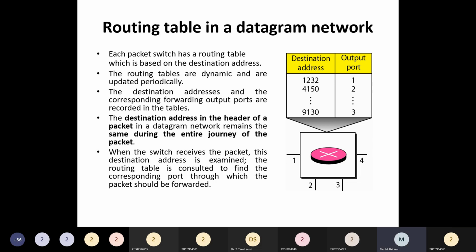It is a decision-making process that directs the network packets from their source to their destination through the intermediate network nodes by specific packet forwarding mechanisms. Here we have the destination address and then the output port. The destination address is in the header of the packet in the datagram network, and it remains the same during the entire journey of the packet.